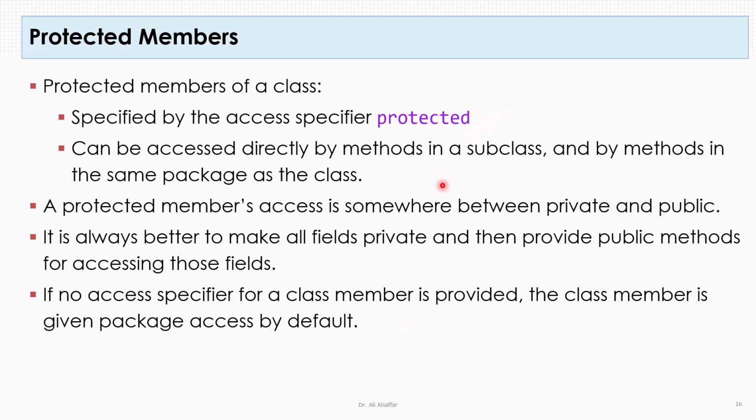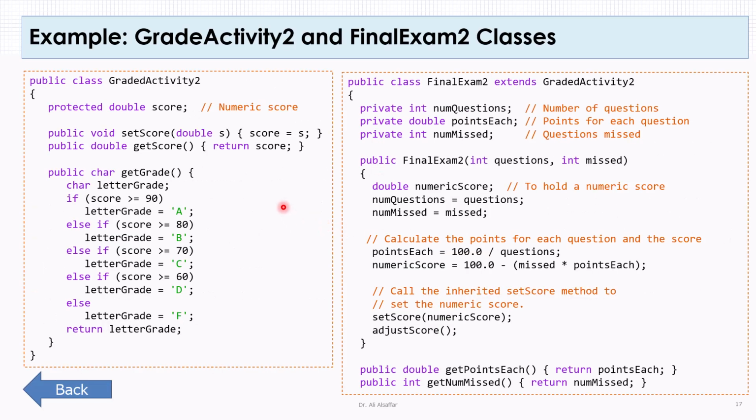As an example of a superclass that has a protected data member, let me show you how we can access this data member when we have a subclass from this superclass. This example is just a copy of a previous example that we have discussed before. The superclass was GradedActivity and the subclass was FinalExam. So what changes have we made?